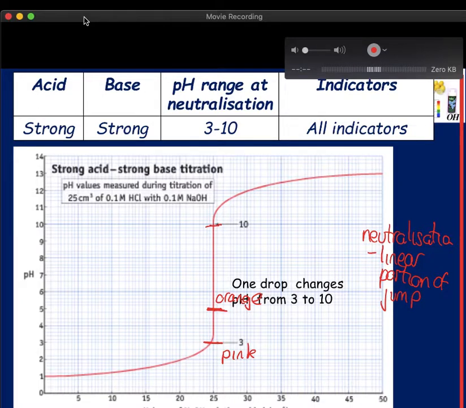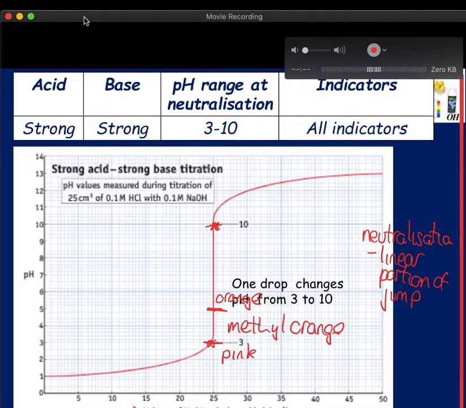That's why methyl orange works as an indicator, because this jump is happening in one drop. From here to here is one drop of acid, one drop of base, because we're adding it this way. The color change will just flip automatically.